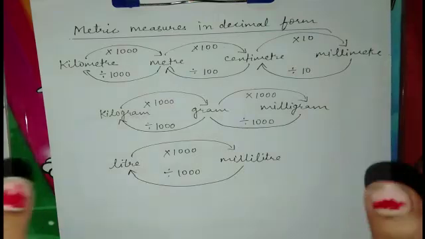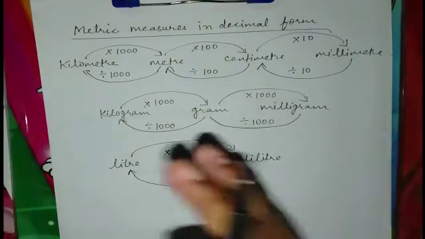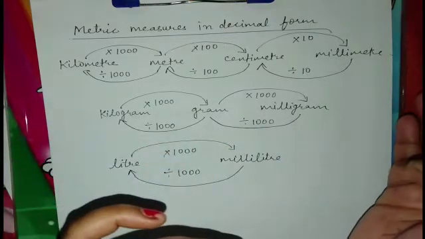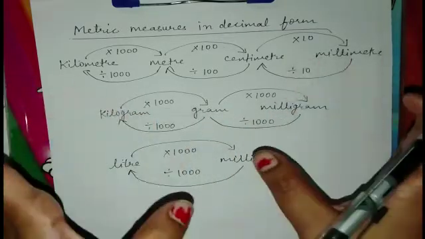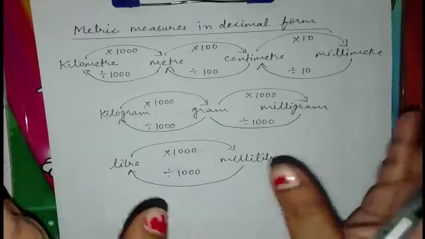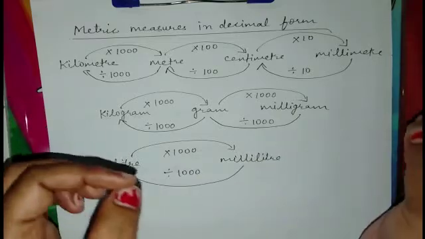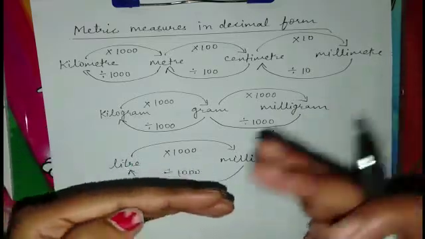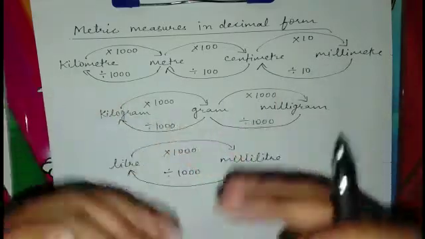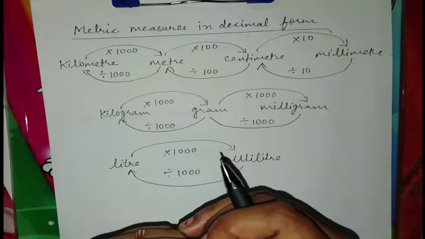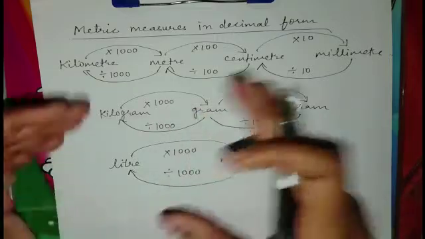Is it clear? This concept, what we are doing: when we go higher to lower, we do the multiplication according to their places. You have to see the places and do multiplications. And in lower to higher, what will we do? We will do the division. Okay. We will see a few examples on this.